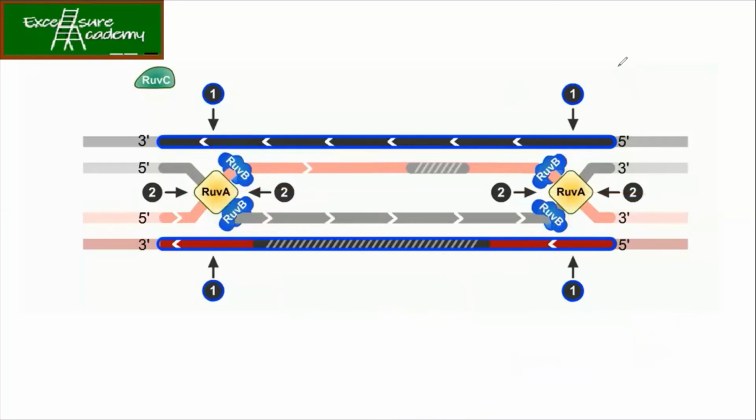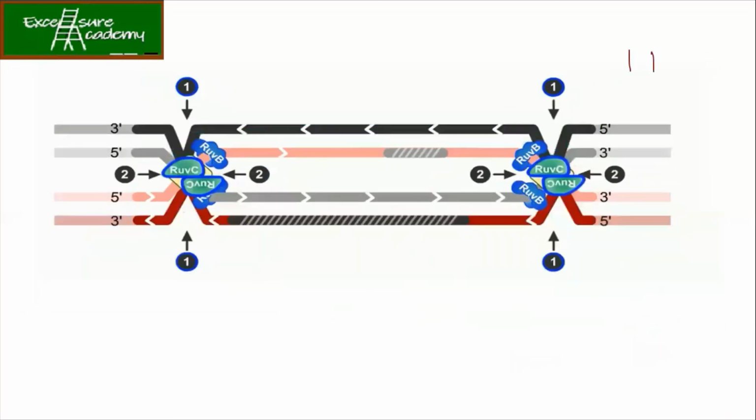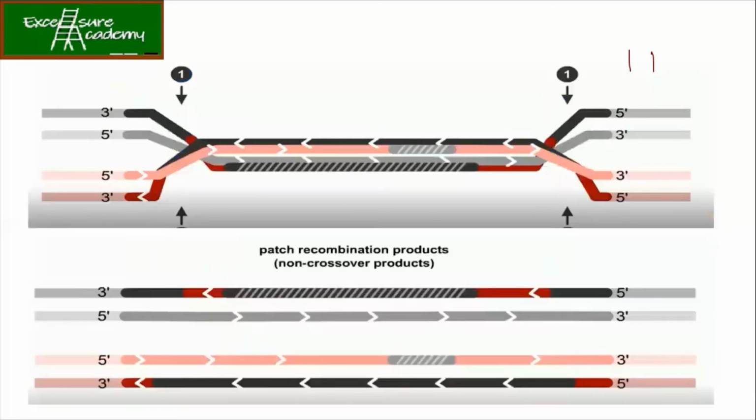Let's see what those scenarios are. What is the first scenario? 1, 1, correct? So let's see what is happening in the case of 1, 1. Your RuvC is coming and binding like this. Can you imagine how it is coming and binding? Now imagine that the holiday junction has a vertical cut. Then how is it going to resolve? Resolution means that after the cut, the DNA is also ligated, if you remember, right?